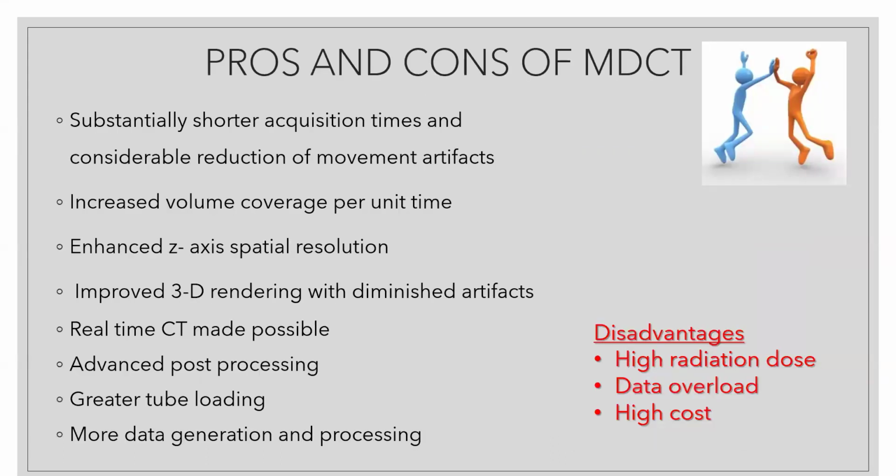And at last, we come to the pros and cons of multi-detector CT. Coming to the advantages, also known as pros, it has substantially shorter acquisition time and considerable reduction of movement artifacts. It has an increased volume coverage per unit time. It has an enhanced spatial resolution, z-axis. And improved 3D rendering with diminished artifacts. And real-time CT is made possible in MDCT. And in MDCT, we have advanced post-processing and it has a greater tube loading, and more data generation and processing is possible in MDCT.